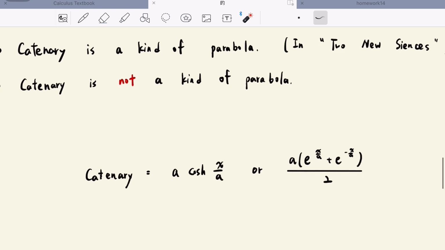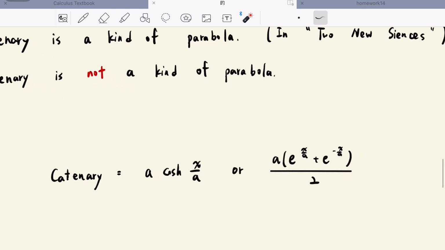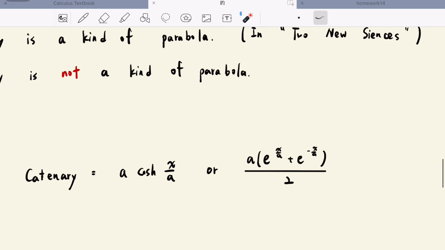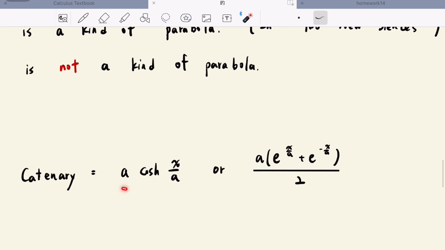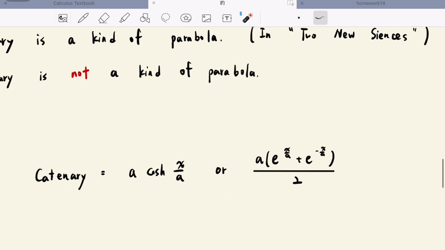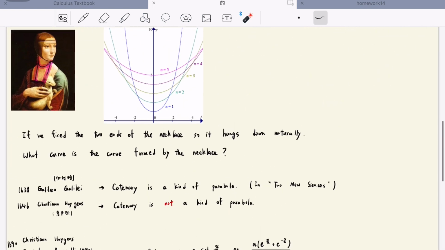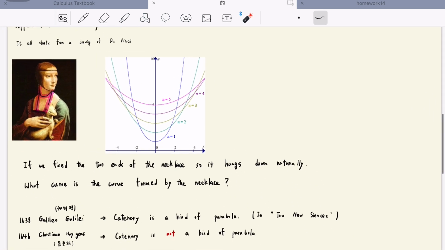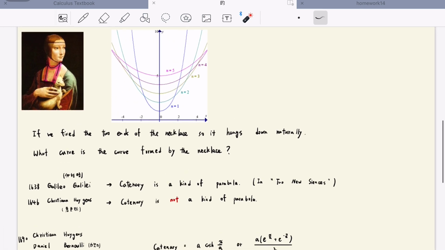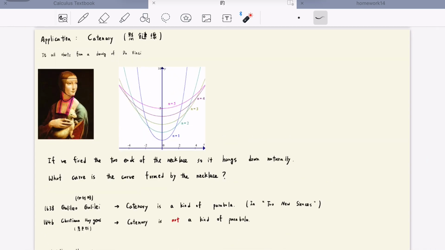So the catenary is basically a times hyperbolic cosine of x over a. Or we can change hyperbolic cosine into the exponential form. So this is the function for the catenary. Oh, and also catenary is called 悬链线 in Chinese. So basically, this is the history of hyperbolic functions. It's basically that the scientists wanted to describe the catenary. So they created hyperbolic cosine and hyperbolic sine.